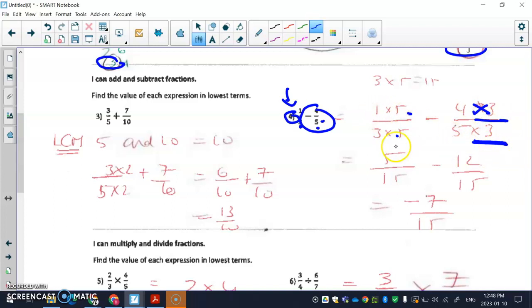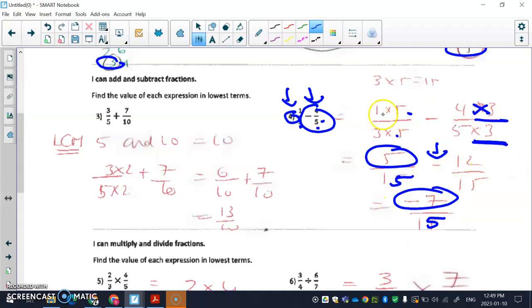So now I have 1 times 5 is 5 over 15. 4 times 3 is 12 over 15. And then because this is subtracting, that is also subtracting. And then when you add or subtract, you don't touch the bottoms. You don't touch the denominator. So the 15s stay the same. I have 5 15ths, and I subtract 12 15ths, and I end up with minus 7 15ths.